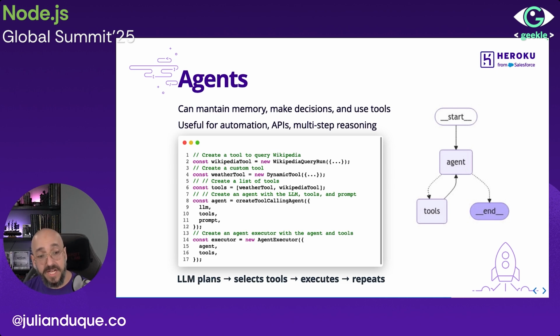Then I create an agent that has access to those tools. And depending on the question that I'm asking, it will decide whether to use the weather tool, the Wikipedia tool, or the two tools. So it plans depending on the prompt. It selects the tools that will solve the problem that I'm asking about. It executes those tools, and then it can repeat depending on how this agent is set up. So here we have a graph of how this works. It starts, it has the agent. If I need tools, I perform the tool call, I get the response, and once I get everything I need, I go to the end.